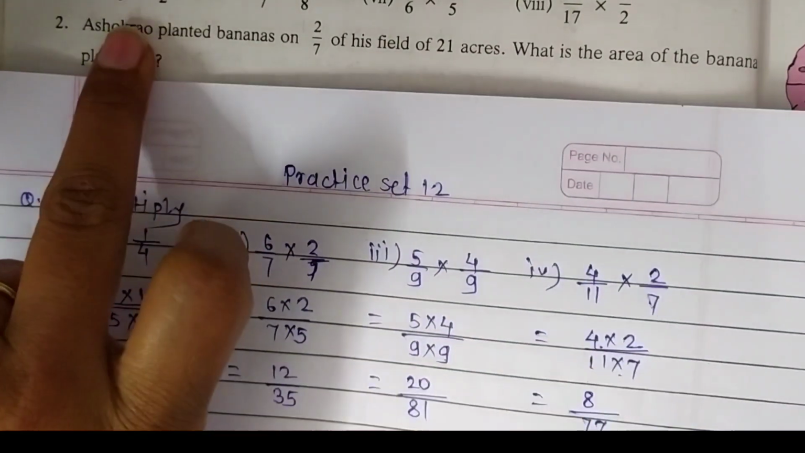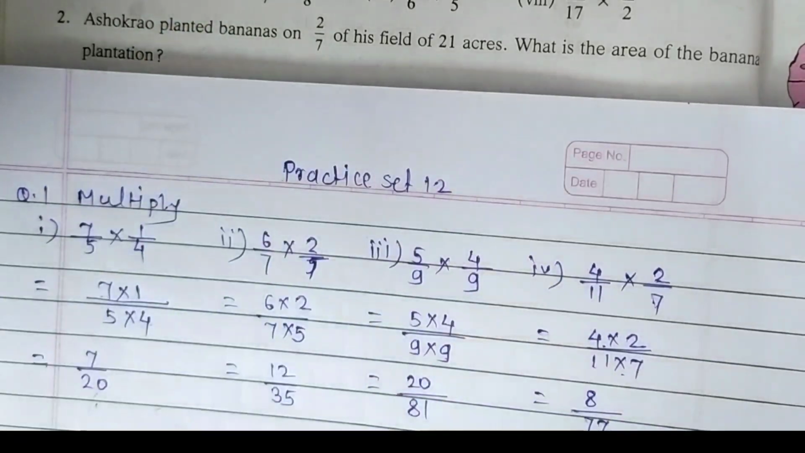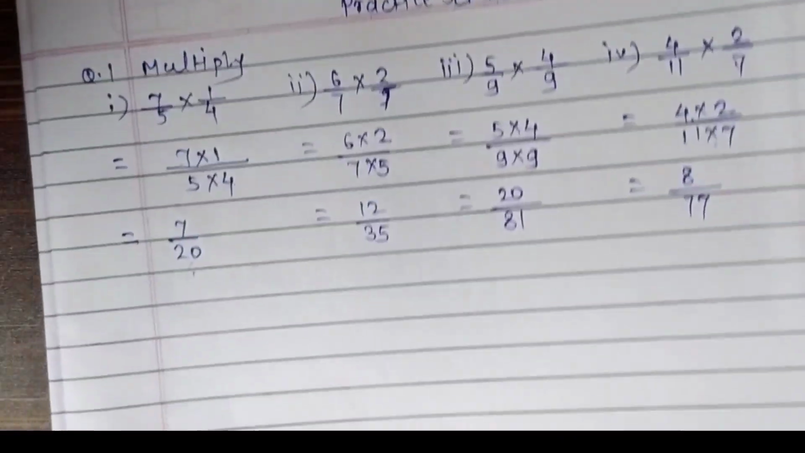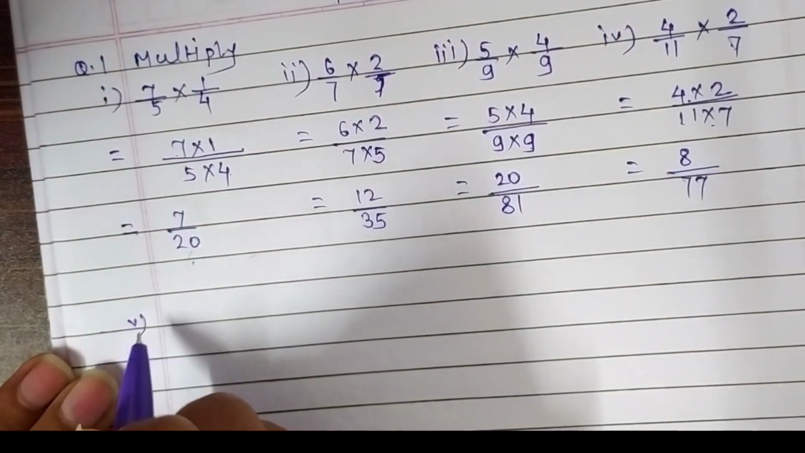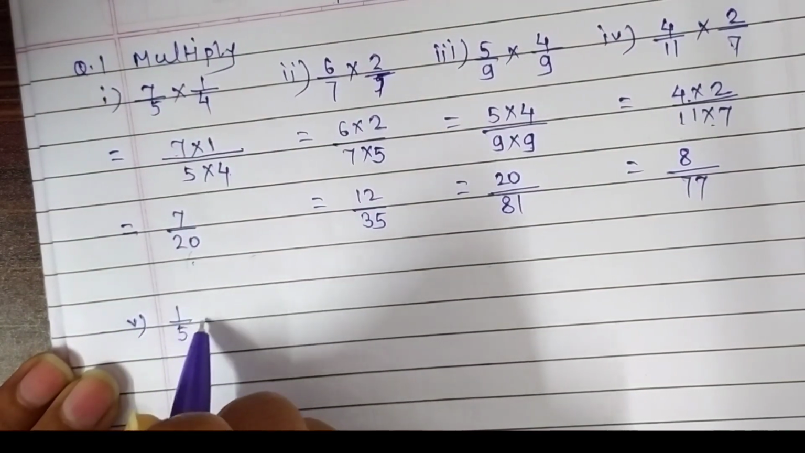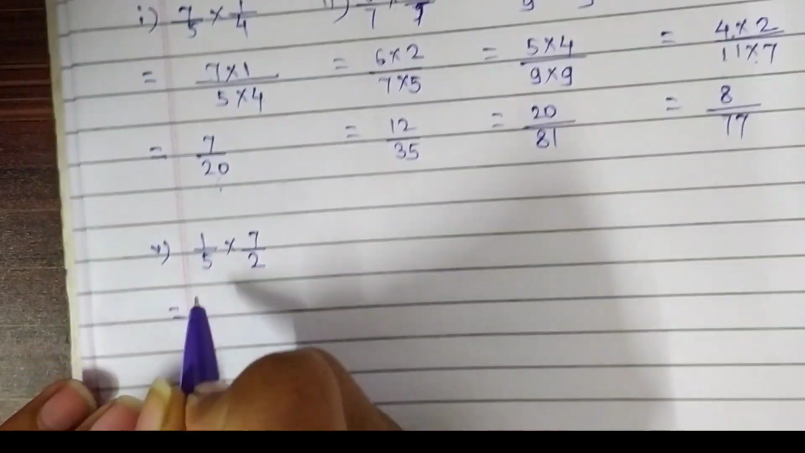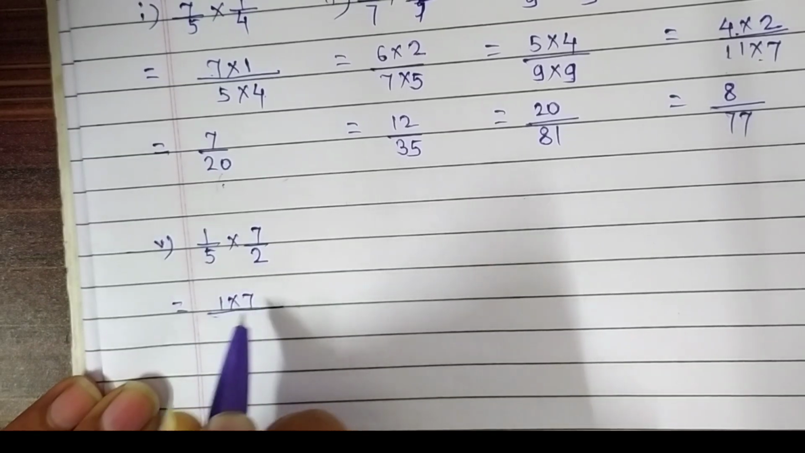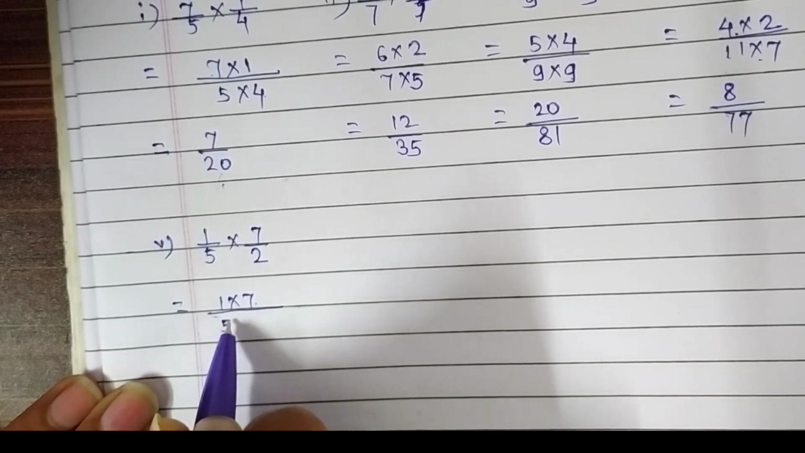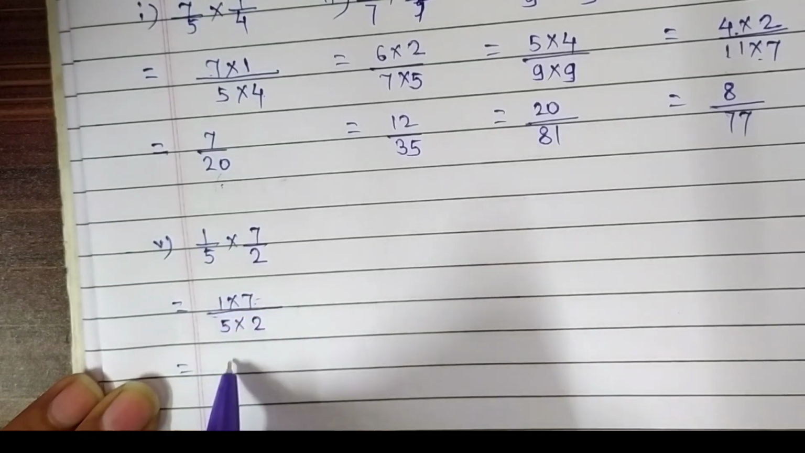Look at the fifth question. It's 1 upon 5 multiply by 7 upon 2. Just write on the numerator side 1 multiply by 7 and on the denominator side 5 multiply by 2. 1 7s are 7 and 5 2s are 10.